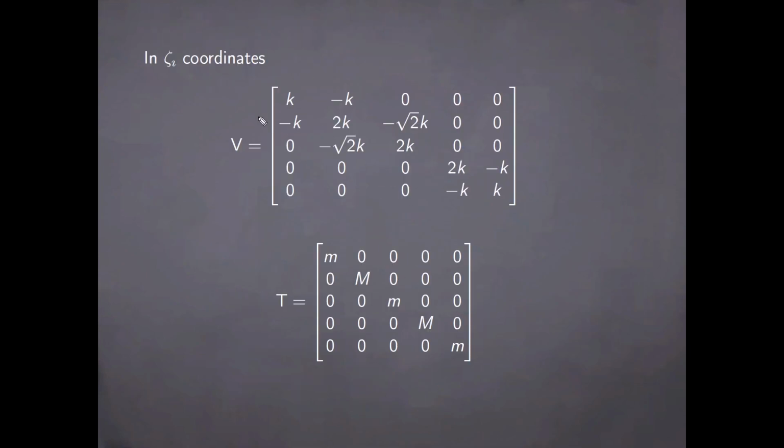So when we carry this out, we see that in zeta coordinates, the matrix for the potential energy factorizes very nicely into blocks, one of them being 3-dimensional and the other 2-dimensional. So in other words, we have factorized the 5-dimensional problem into 2 orthogonal subspaces, one of them being 3-dimensional and the other being 2-dimensional. And these 2 subspaces are completely decoupled, also due to the fact that in these coordinates the kinetic energy has a simple diagonal form.